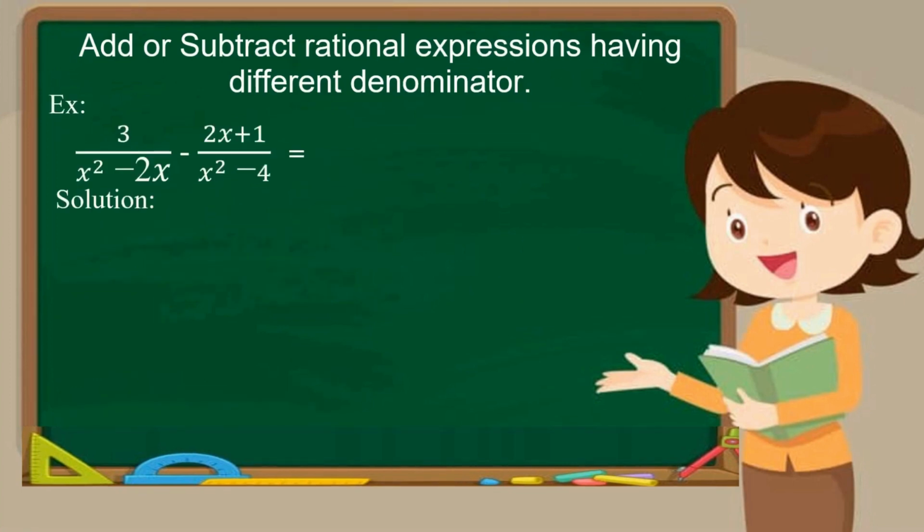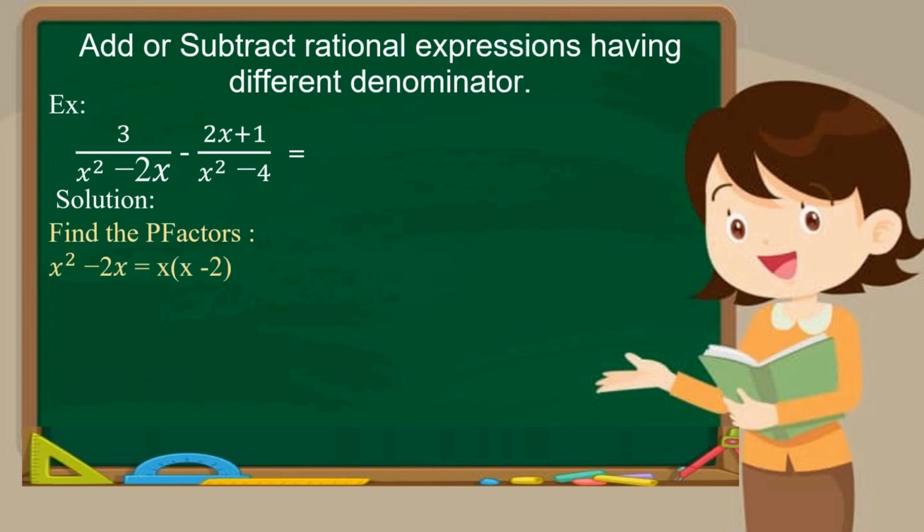Next example, let's subtract rational expressions having different denominators. Okay, we have 3 over x squared minus 2x minus 2x plus 1 over x squared minus 4. Okay, first we find the prime factors of our different denominators so that we can write the LCD. Okay, so finding the prime factors, let's get x squared minus 2x first.